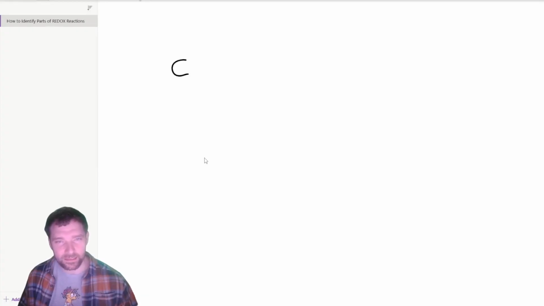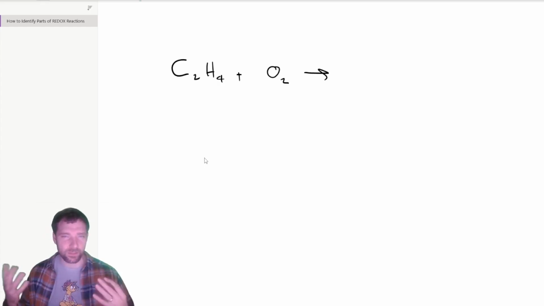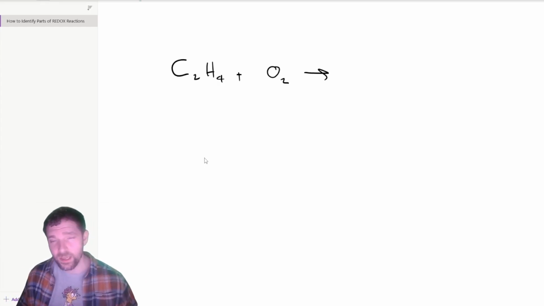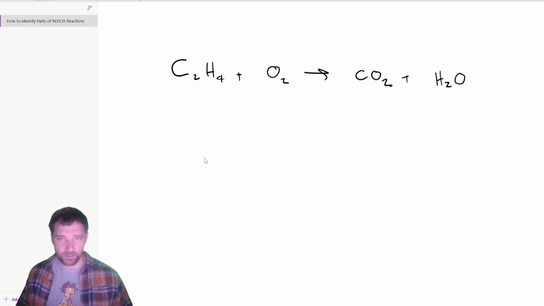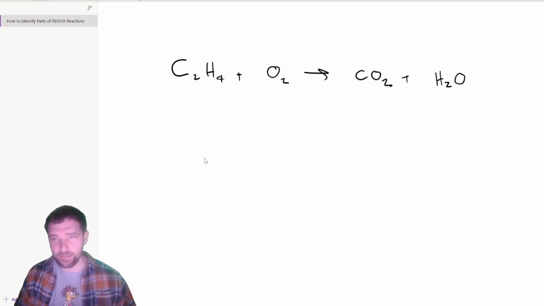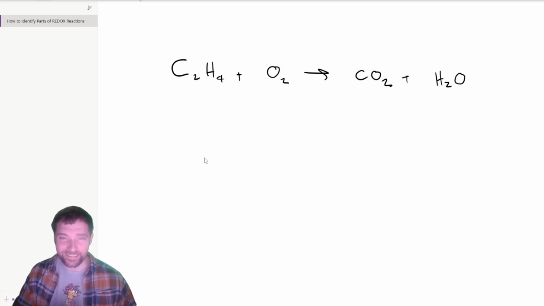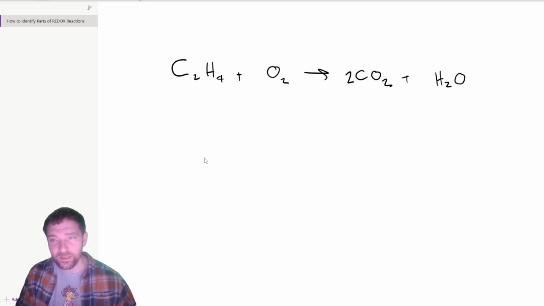Sometimes you'll have something like this where you've got C2H4 reacting with oxygen, and some things are being reduced and some things are not being reduced. If we were to look at this reaction, it's probably going to form some CO2 and some water in the big picture, and we can get this balanced pretty easily. So I think we'll need 2 of those, and 2 of those for every one of these. And then that means we've got 4 oxygens, another 2, so that's 6. So we've got 3 of these.